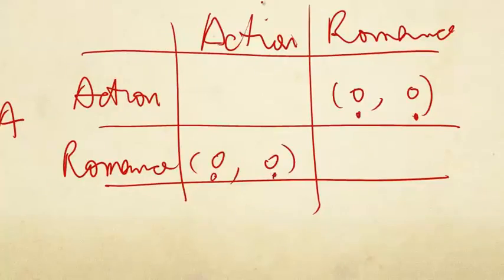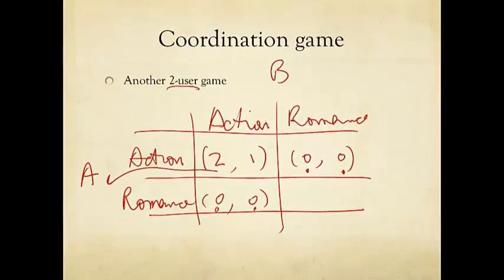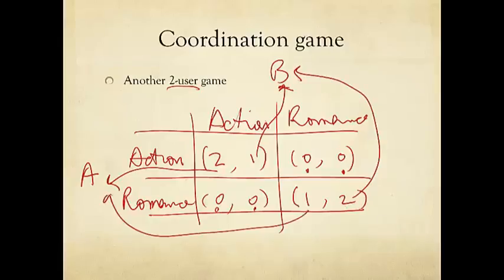But suppose you both pick the same kind, then you get some strictly positive return, except the return values are different to you and to your friend. Say you prefer action. So if you two both agree on an action movie, then you get 2 units of reward and B only gets 1 unit. And conversely, let's say your friend B likes romance movies more than action movies, so if the outcome is going to see a romance movie, then B gets 2 and you get 1.